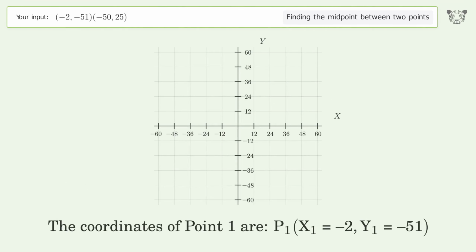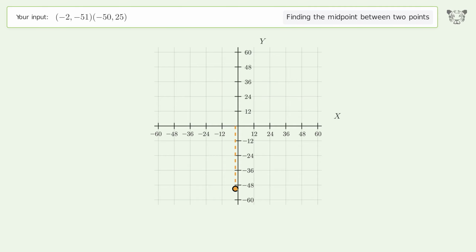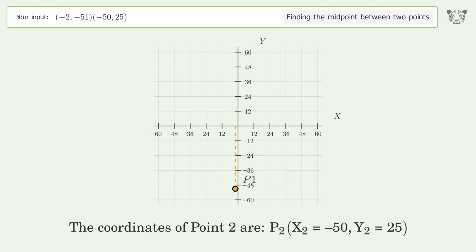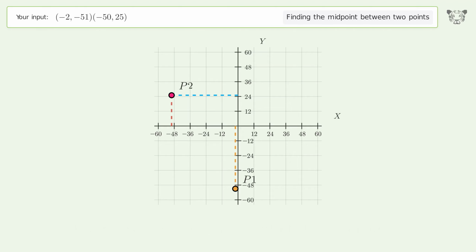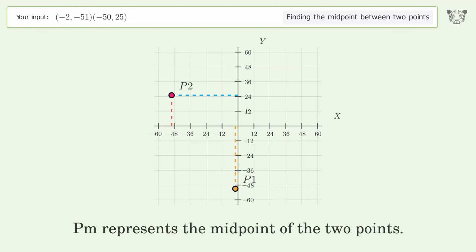The coordinates of point 1 are x1 equals -2, y1 equals -51. The coordinates of point 2 are x2 equals -50, y2 equals 25. PM represents the midpoint of the 2 points.